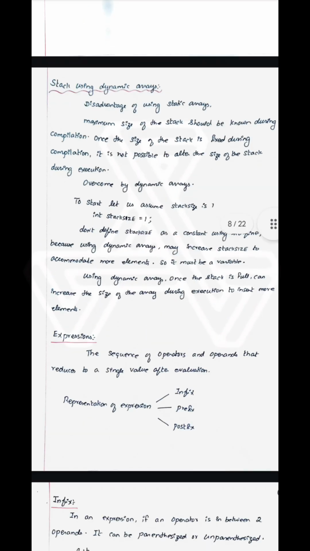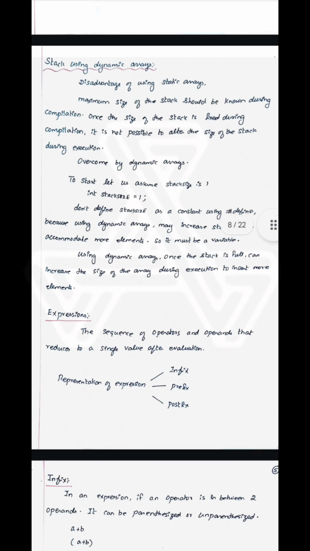Stack using dynamic arrays. Disadvantages of a static array: the maximum size of the stack should be known during compilation. Once the size of a stack is fixed during compilation, it is not possible to alter the size of the stack during execution.